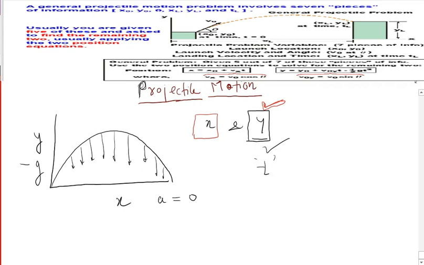So whenever you're trying to work out the time, always split the motion in x and y, and then concentrate on y, because y motion, under the influence of gravity, decides the time of flight.